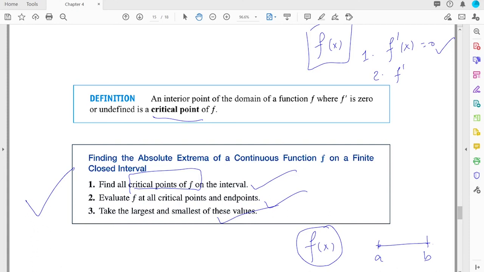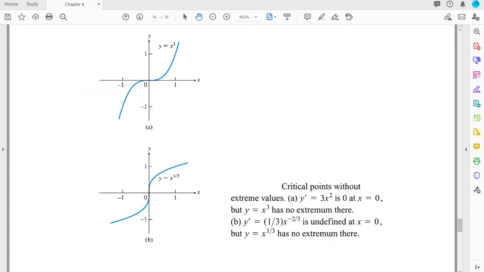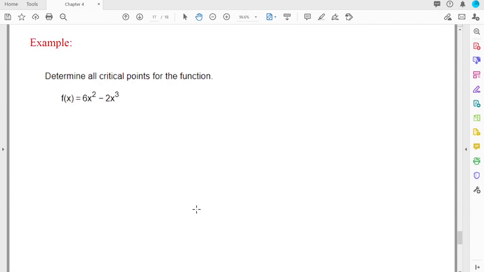I'm going to show you one example here, but before that, sometimes you might have a situation like this: the graph doesn't have an absolute maximum or absolute minimum. Though this is a continuous function, we are not making it on a closed interval. The same goes here. There is no absolute maximum or absolute minimum, because the domain is not closed. The domain is everything from negative infinity to positive infinity. So let's look at one example here.